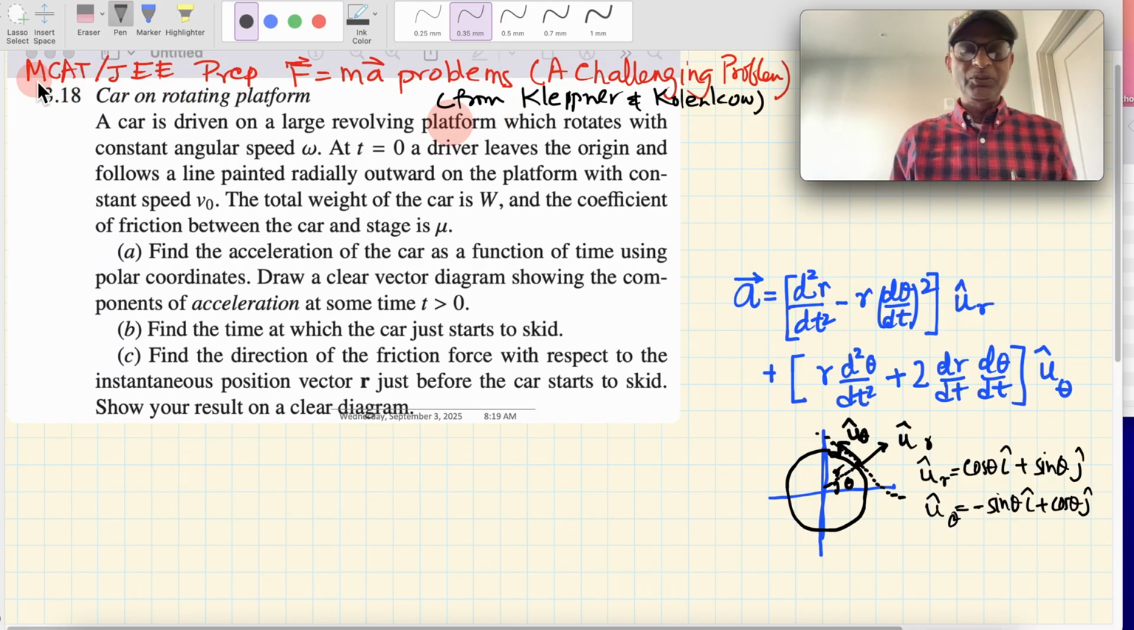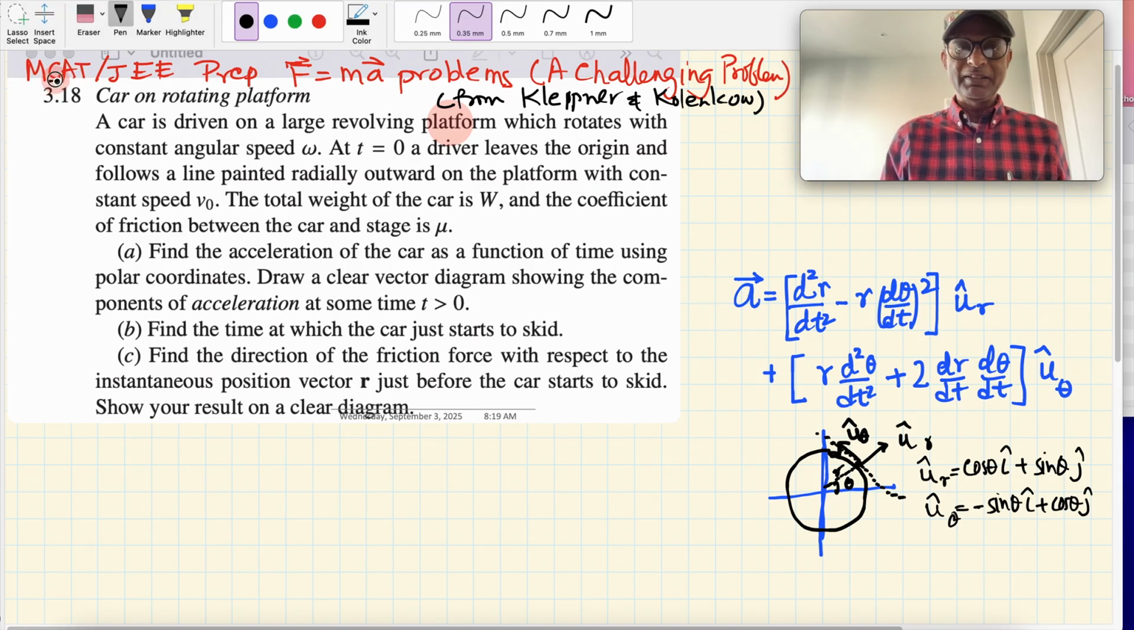So we're doing this MCAT JEE prep, and this is probably a little bit advanced for MCAT, but not too far out of JEE requirement. But even for MCAT, if you have a little bit advanced understanding of something, it always helps speed up your problem solving time. Okay, so this is coming from Kleppner and Kolenkow. I'm probably going to do a whole bunch of Kleppner and Kolenkow problems. They are really good problems.